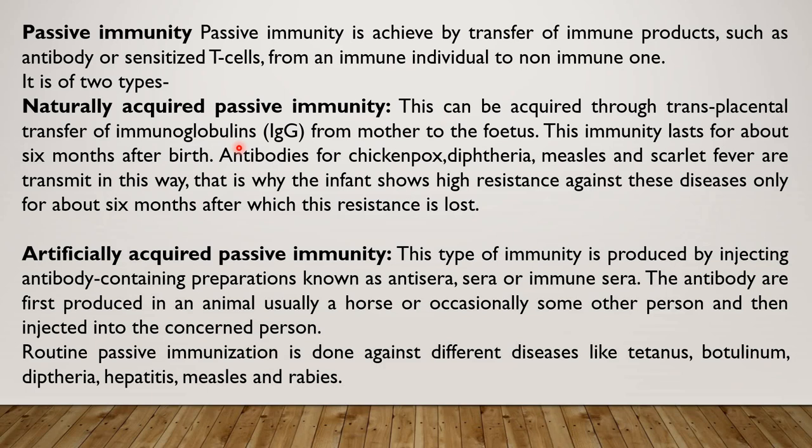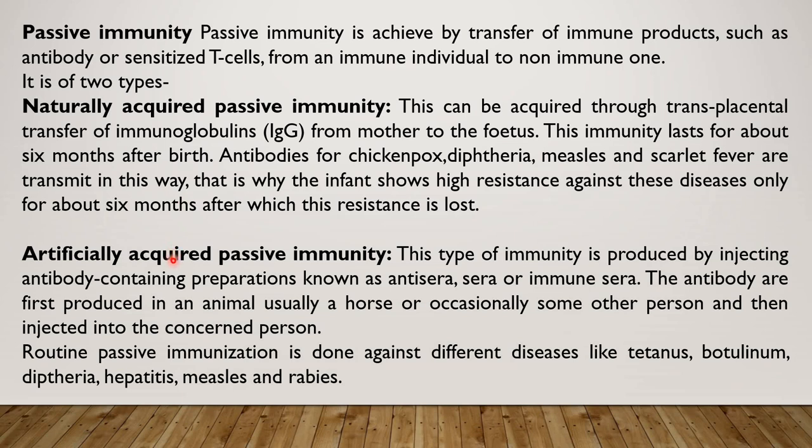This immunity lasts for about 6 months after birth. Antibodies against chickenpox, diphtheria, measles, and scarlet fever are transmitted in this way. That is why the infant shows high resistance against these types of disease only for about 6 months after birth. After 6 months, this immunity is lost automatically.